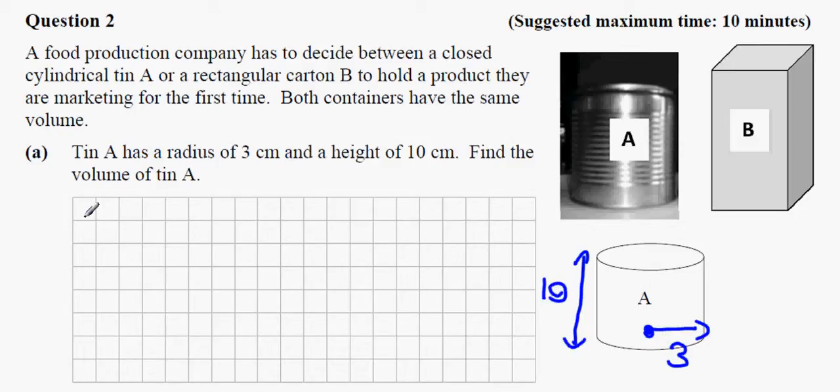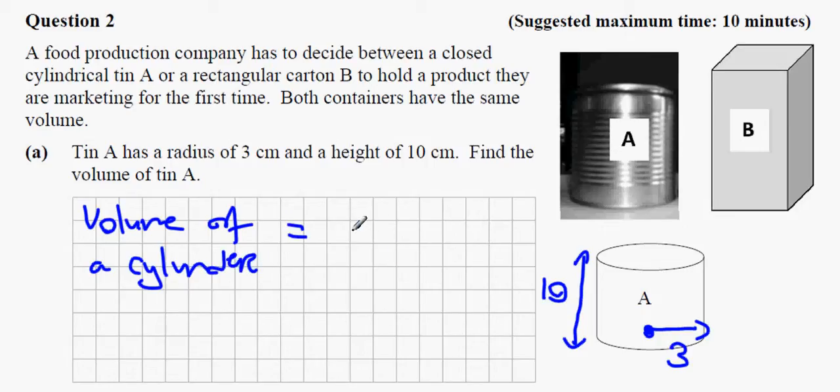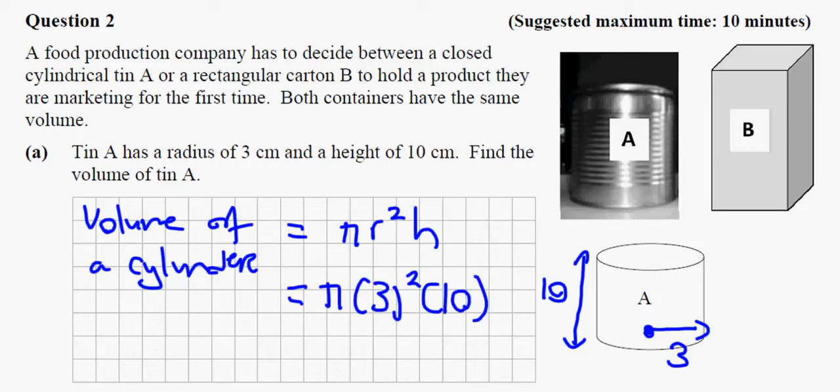So you go to your tables and you look up the volume of a cylinder formula. The volume of a cylinder is equal to pi r squared h. So what we're going to do now is put the values into pi r squared h. You get into your calculator, put in pi, r squared, which is 3 squared, and height is 10. Enter all of this into your calculator, and what you should get is 90 pi.